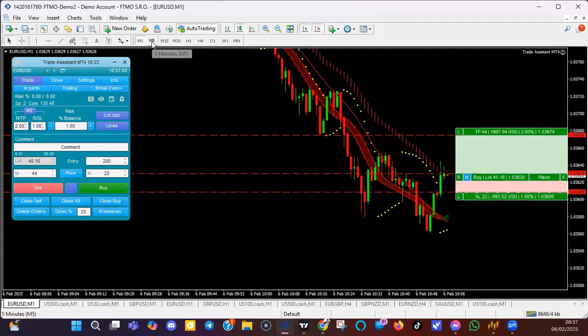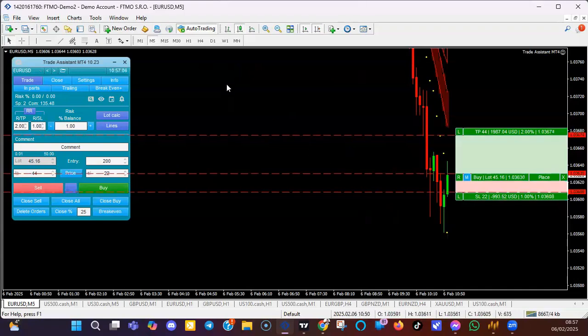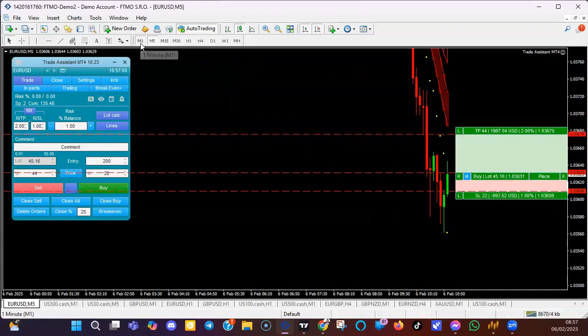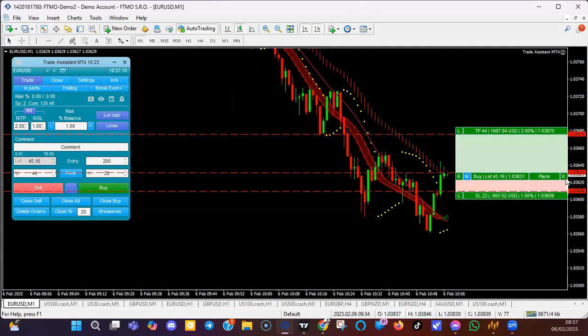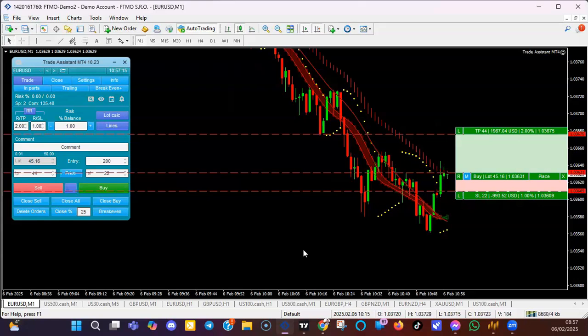Just quickly have a look on the 5 minute and see. Now look, we've got a parabolic soft flip. So that gives you an indication that we might have a little bit of a buy.